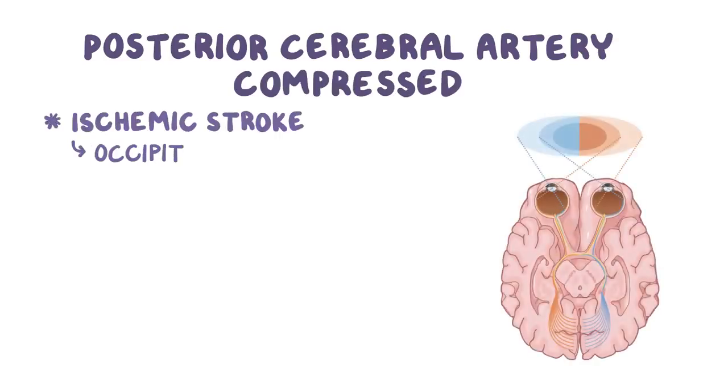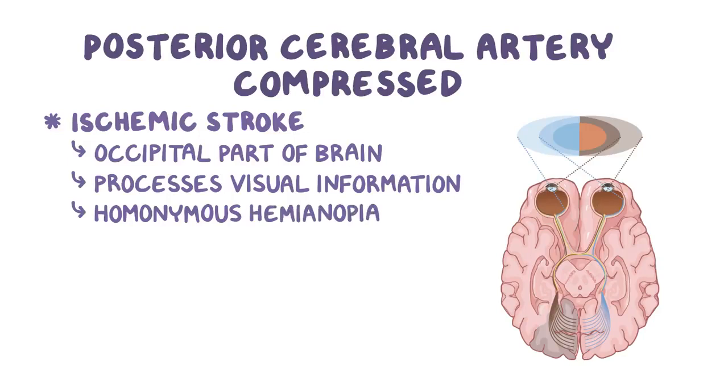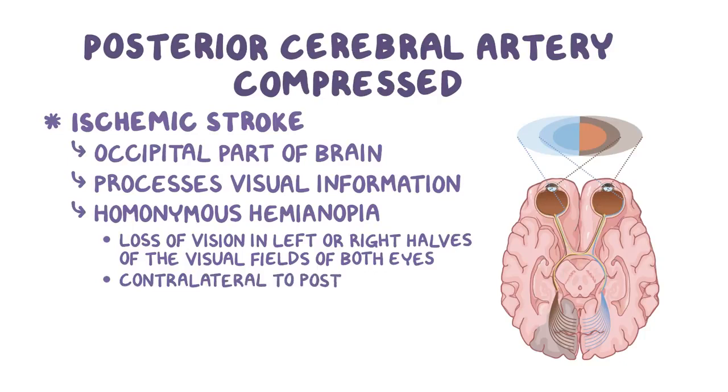The posterior cerebral artery can also be compressed, which results in ischemic stroke of the occipital part of the brain, which is responsible for processing of visual information. This leads to homonymous hemianopia, which is a loss of vision in either the left or right halves of the visual field of both eyes. The vision is lost in halves that are contralateral to the posterior cerebral artery that is affected.